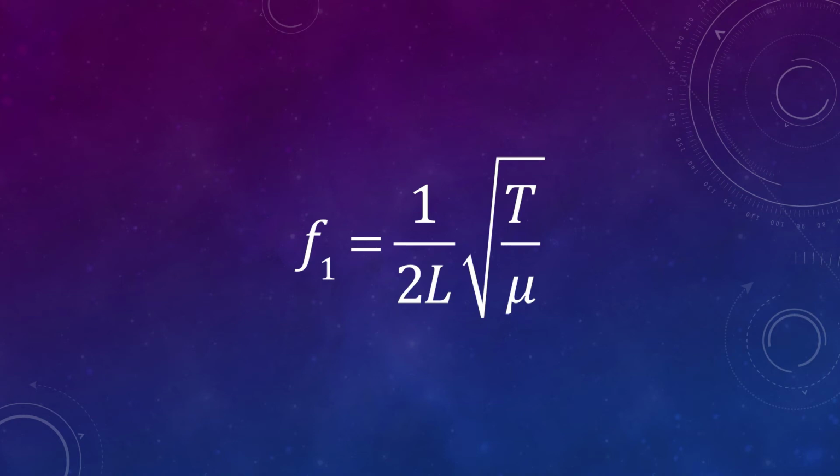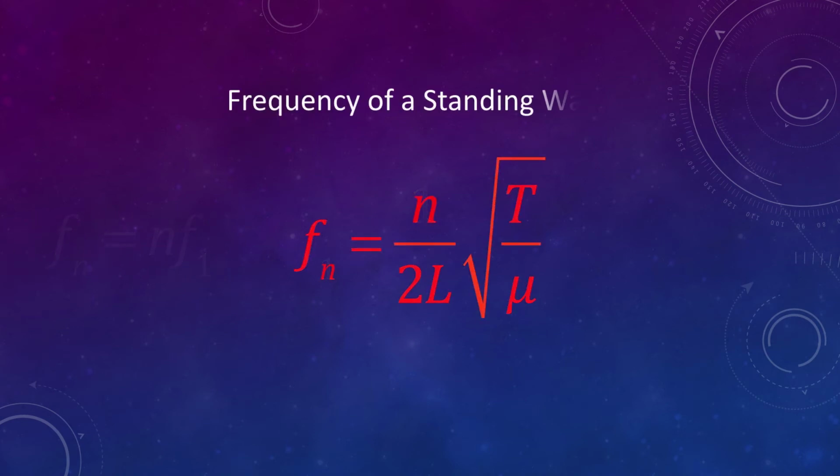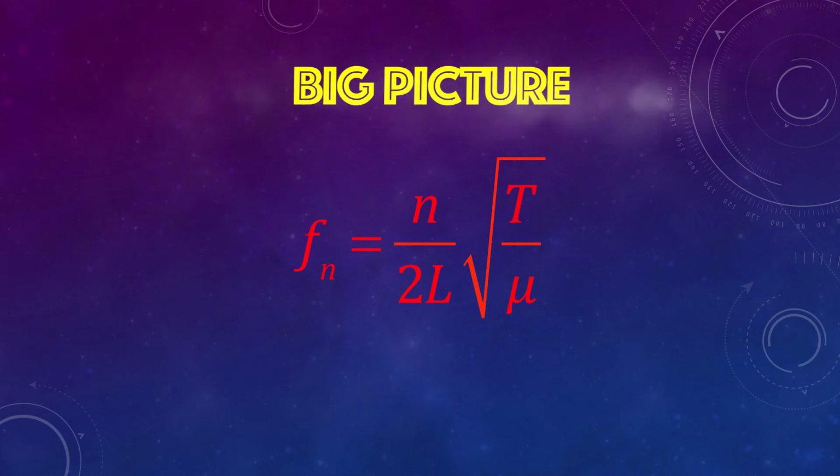Now, what if we want to know the frequency for any harmonic? Since Fn equals n times F1, we can create the universal standing wave frequency formula, which is Fn equals n over 2L times the square root of T over mu. So, as you stare at this formula, I pose the question, what does this mean? The big picture.